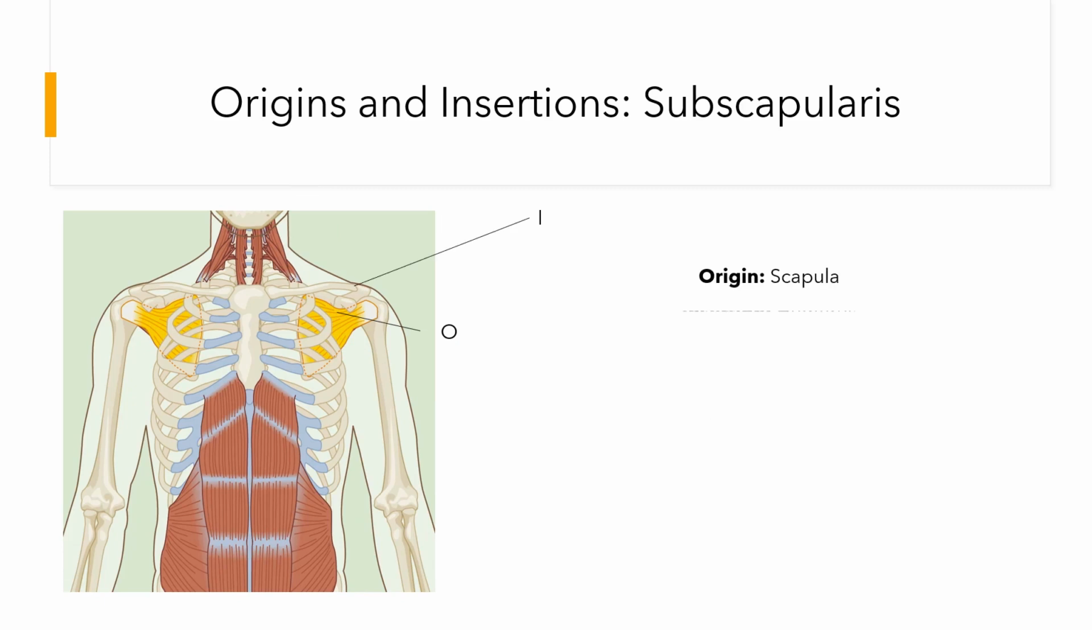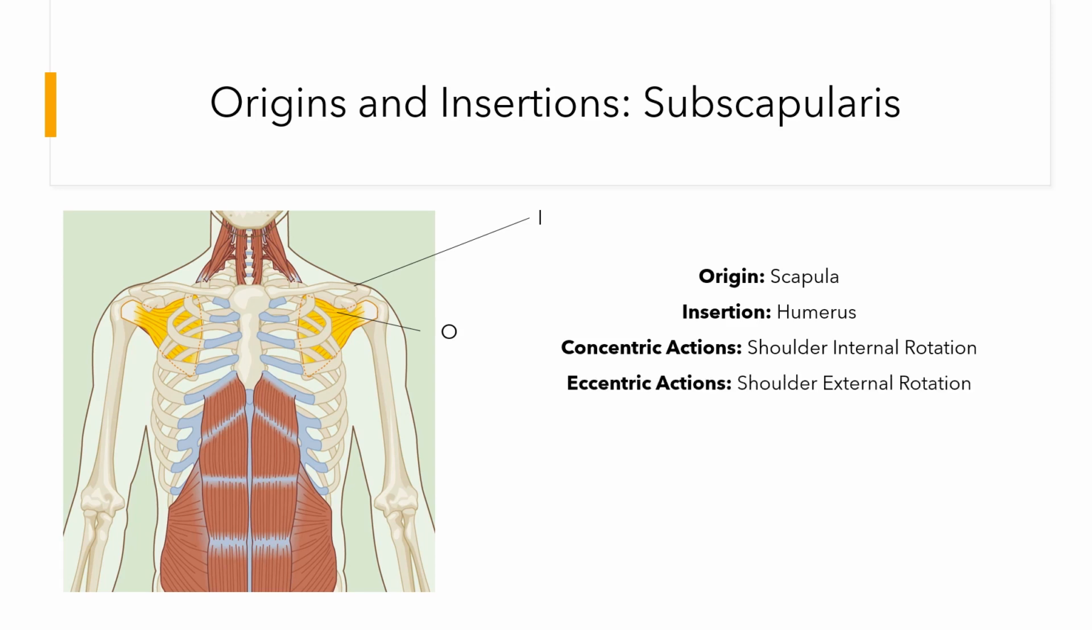And then you've got the subscapularis that originates at the scapula, inserts into the humerus. It allows for internal rotation of the shoulder, and so it works antagonistically to the infraspinatus and the teres minor, and eccentrically is going to provide external rotation.